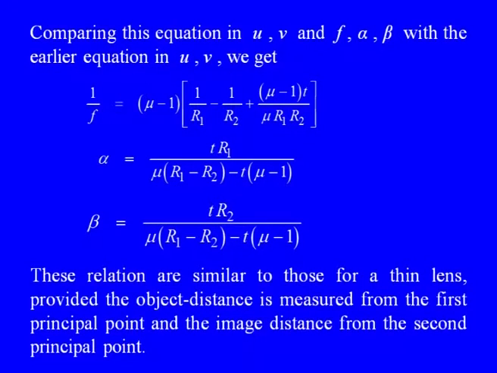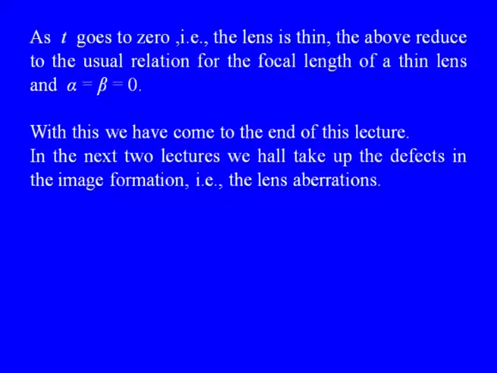Similarly, for the distances of the principal points alpha and beta, if t is 0, you do not have to bother about them, but the center of the lens is the only point. But now, if it is a thick lens, alpha is given by this relationship, beta is given by the next one, similar to those for a thin lens. Now, as t goes to 0, as I pointed out, the lens is thin, and the above reduce to the usual relation for the focal length of a thin lens.